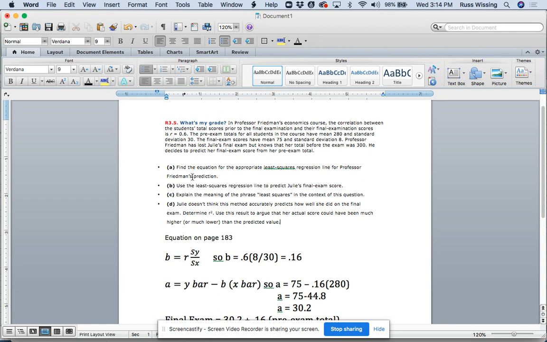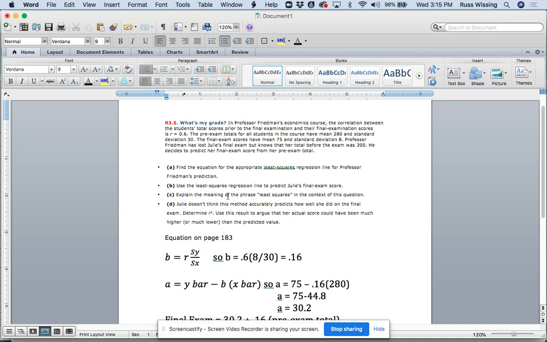So they tell us to find the equation for the appropriate least squares regression line for Professor Friedman's prediction. Now, in this problem, they don't give you data, but they give you some statistics about the situation. So back on page 183 of the book, it had an equation: y equals a plus bx, or y equals mx plus b, however you want to read that.